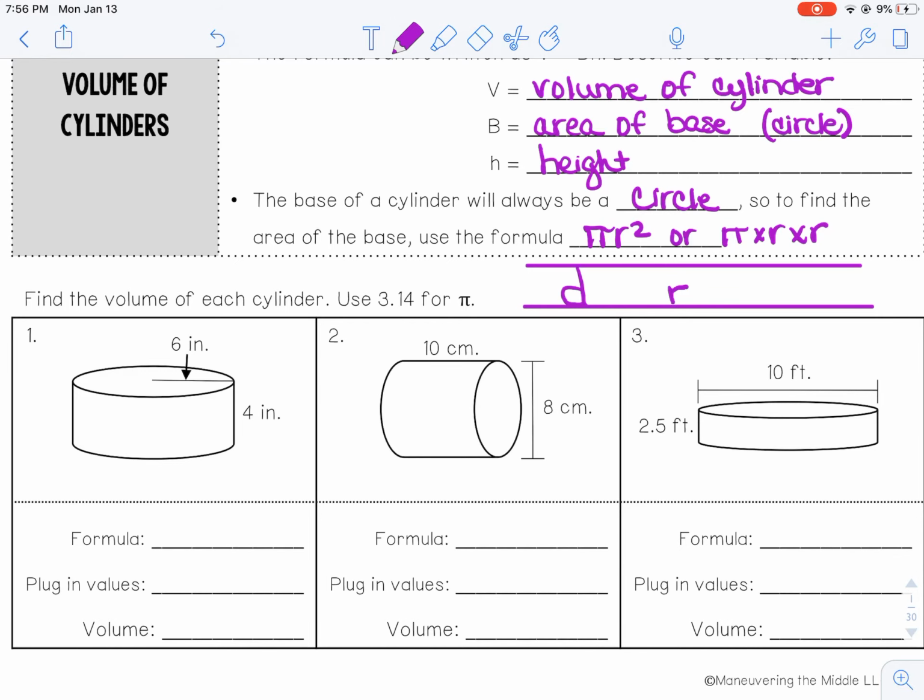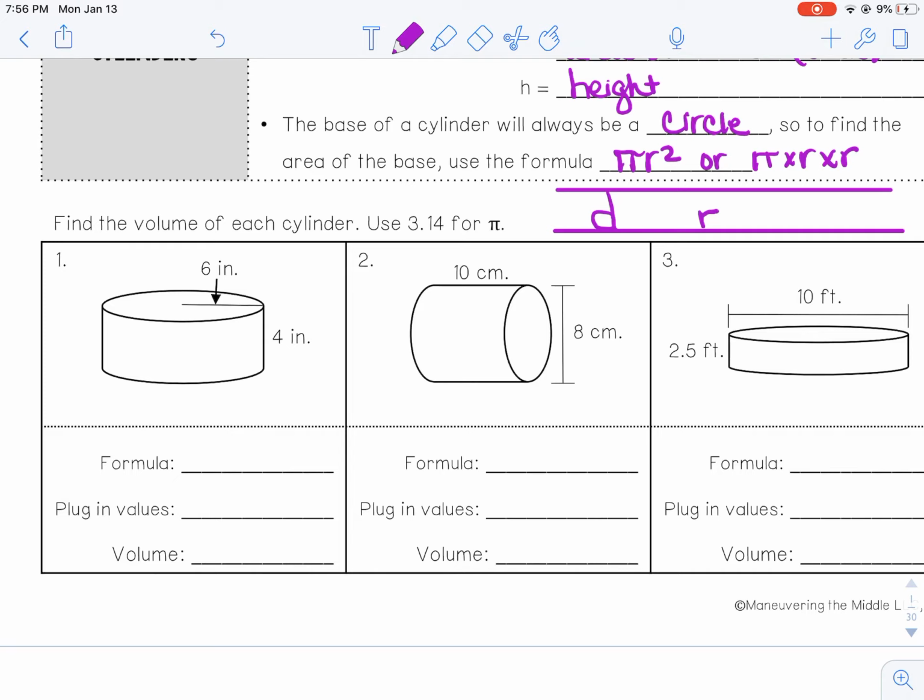If I'm looking at number 1, I have my cylinder, and this is giving me just half the width of the circle, which means that is our radius, and that's what we need in our formula. So our radius is 6 inches, and the height of our cylinder is 4. The volume formula is pi r squared times height. So we're going to plug in the values: 3.14 for pi, 6 squared for radius, and 4 for height.